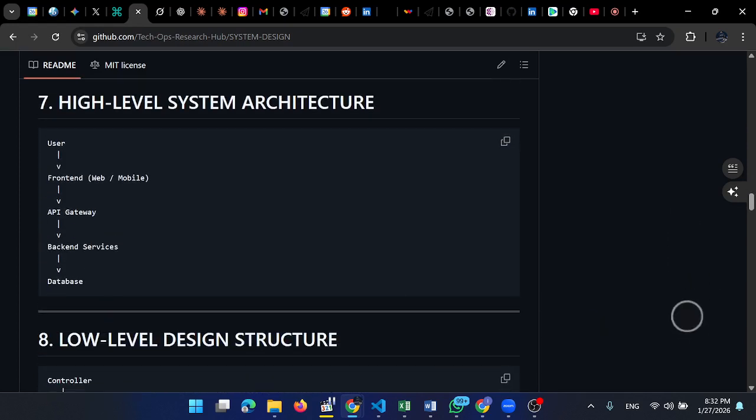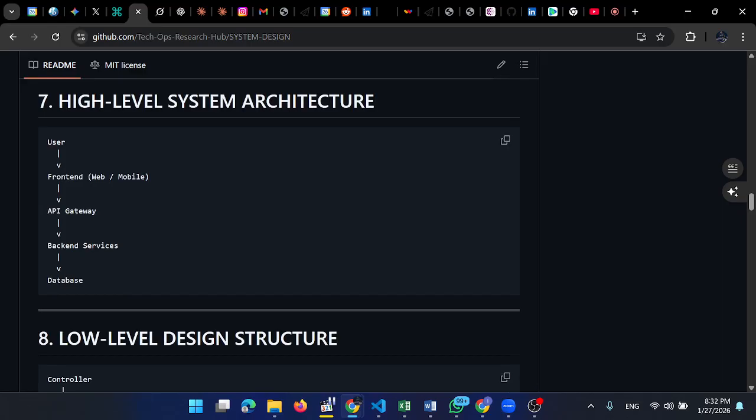Thereafter, we have what we call high-level system architecture, right? And here we're looking at the user. So the user gets to interact with the front end. So the front end here basically could be web or mobile, right? And then after that, we have what we call the API gateway. Very, very important. So the API gateway is now where it gets to connect with the backend services, and then the backend services get to connect with the database.